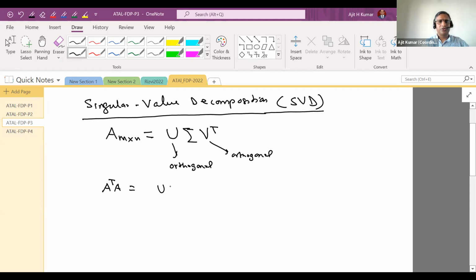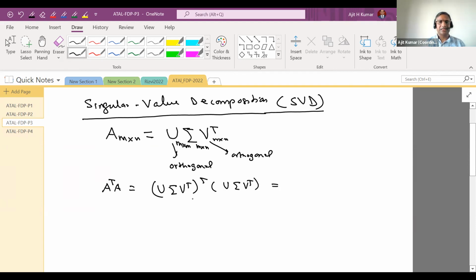This is going to be U sigma V transpose times... By the way, I should also tell you there are many other ways of writing this, but let us say this will be an M cross M matrix, this will be an M cross N matrix, and this will be an N cross N matrix. So U and V are square matrices. This is times the transpose times U sigma V transpose.